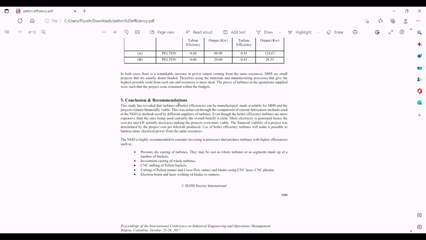resources is most ideal. The prices of the turbine in the quotation from the supplier were such that the project costs remained within the budget. More electricity was generated, hence the cost per unit kilowatt actually decreases, making the project even more viable.